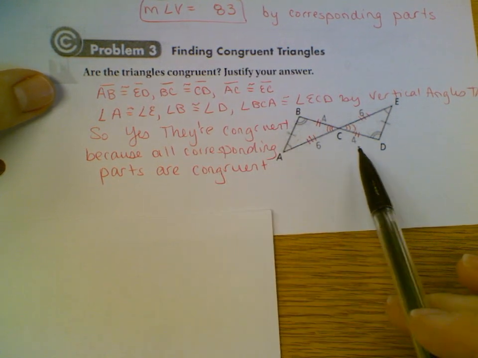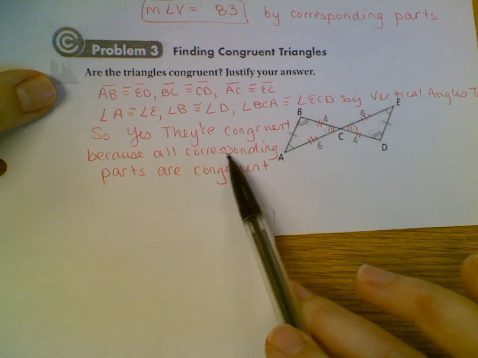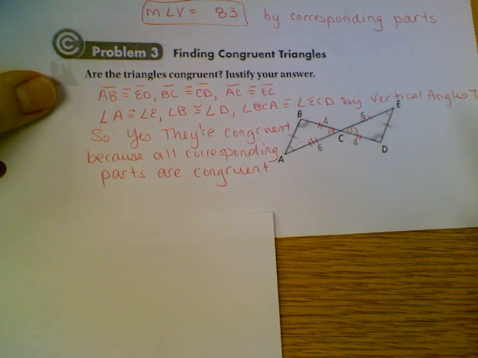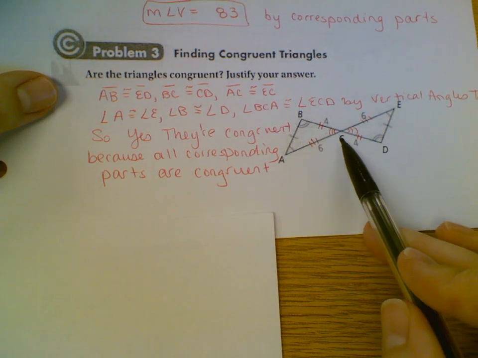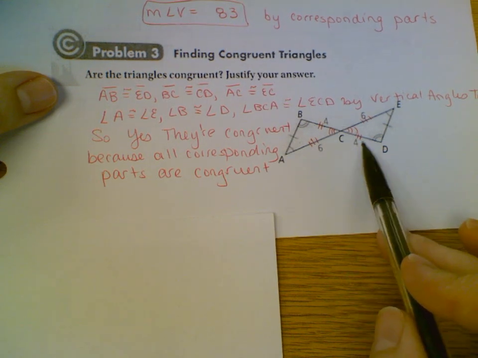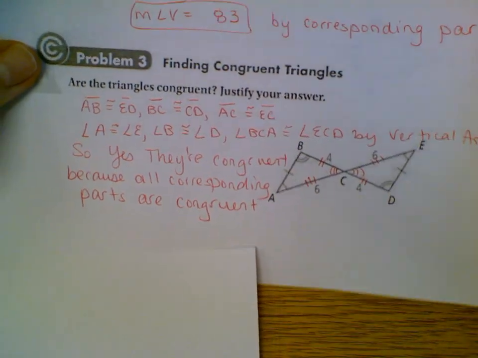So since all of those are going to be congruent to each other, I know they're going to be congruent triangles because corresponding parts are congruent. So my explanation would be explaining that these two angles are congruent by vertical angles. Then I would explain how these sides are congruent. So then I would say they're congruent by corresponding parts.